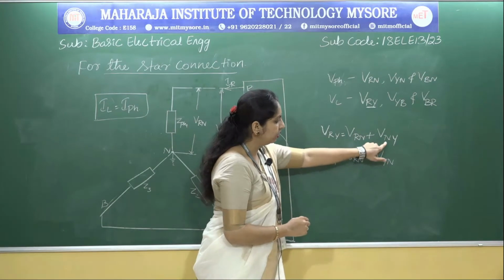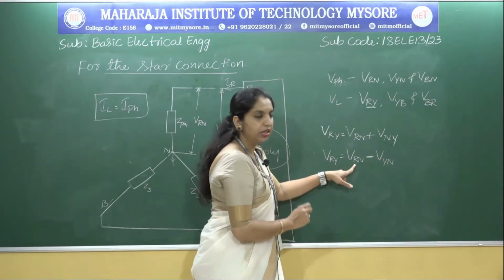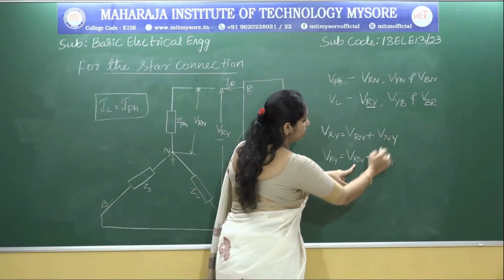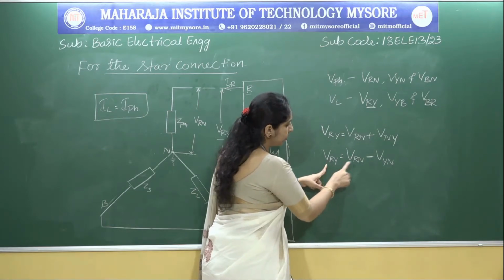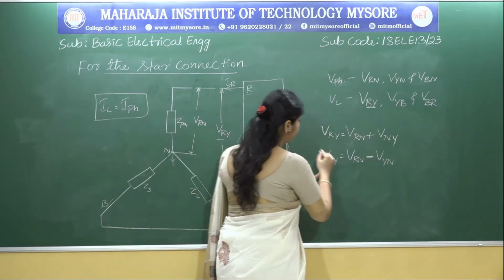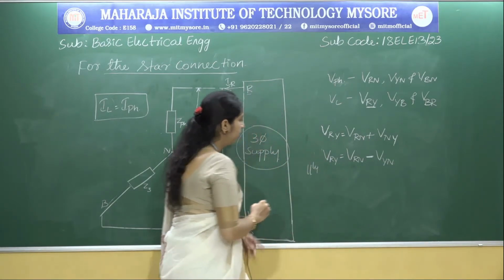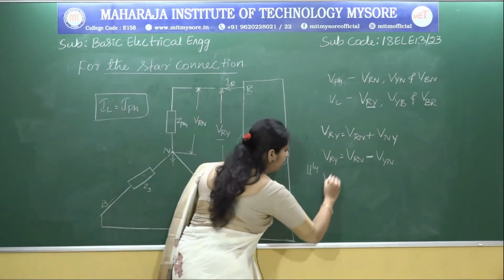Look at this, here we had this NY, so just to have uniformity in the equation, I have taken the negative, just interchanged this Y to N. So finally we get VRY is equal to VRN minus VYN. This is one expression, and similarly we can have two more expressions, so that is from Y to B. So VYB.